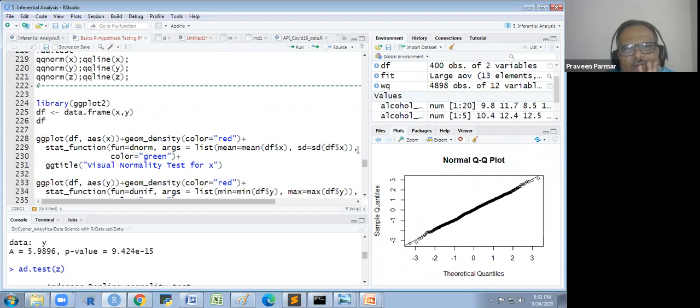And I am making one plot through this df. It is the uniform distribution, and geom_density color red, and stat_function I am taking the function dnorm, the density of the normal distribution, and arguments list mean is equal to mean of df$x and the SD of df$x, color green. And the title of this is visual normality test for X. So I have prepared this one.